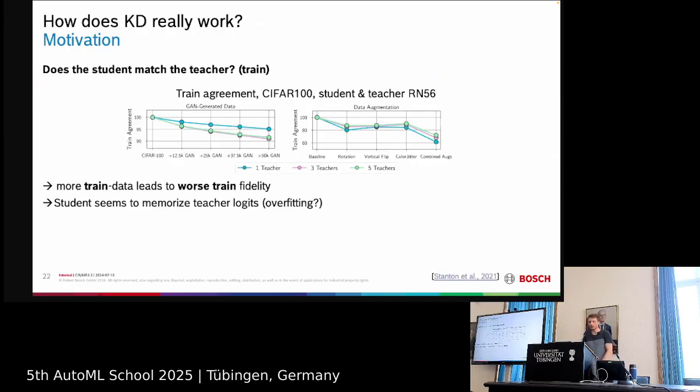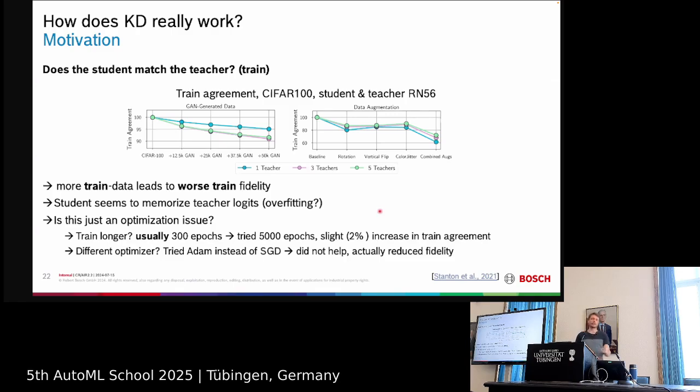Somewhat counterintuitively, in the beginning they found that the student does match the teacher, and we have 100% agreement. However, if we train with more and more data, in this case generated with a GAN, and also in the case of having multiple teachers, we see that the agreement goes down. The first claim would be, hey, in the beginning it's overfitting and this is a clear sign of memorization. However, the student and the teacher are the same network, so the student should have the full capacity to approximate the teacher.